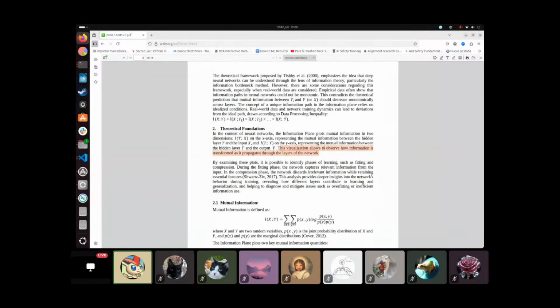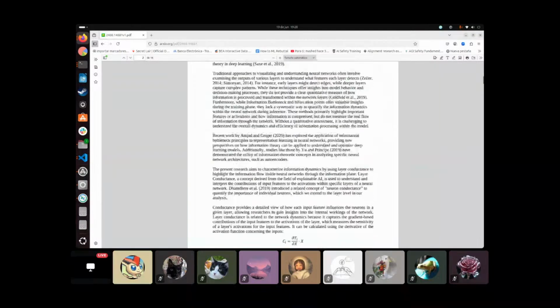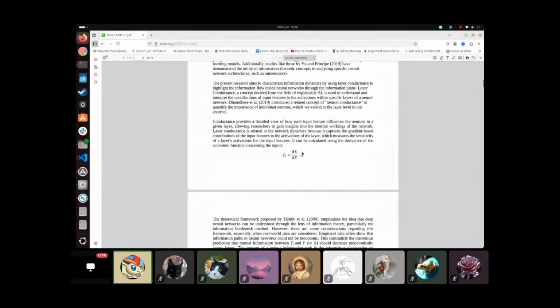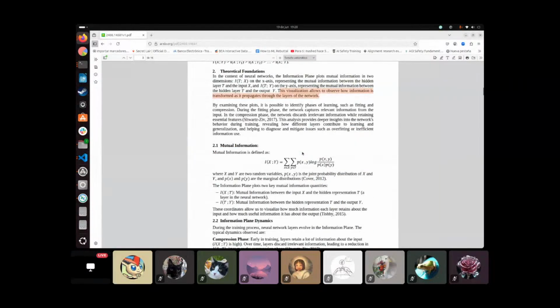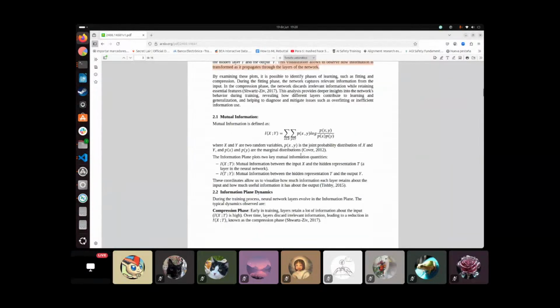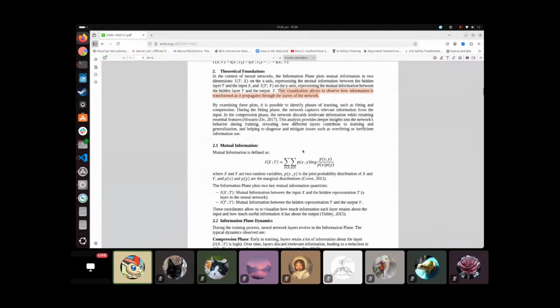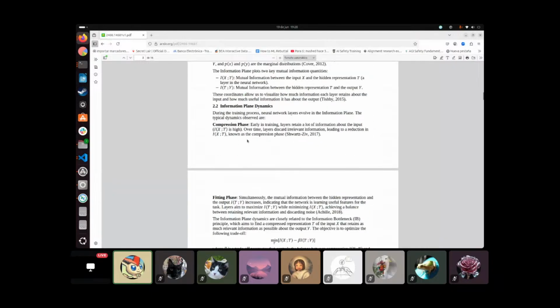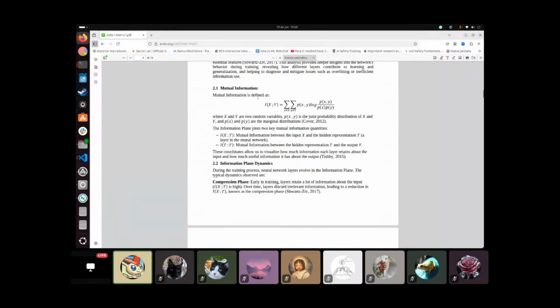I don't know what the virtual information has to do with these conductance things they were talking about earlier, but okay. It's possible to identify mutual information.